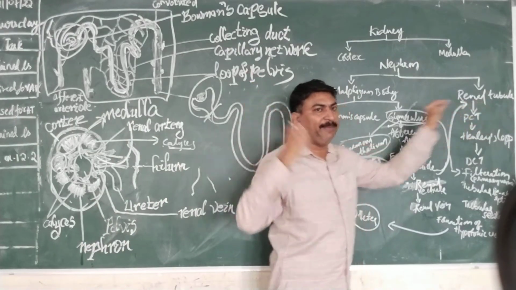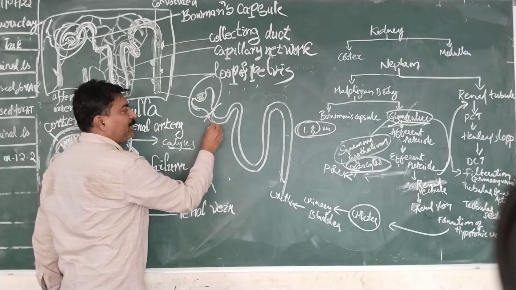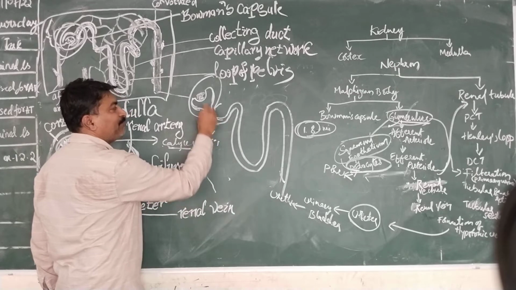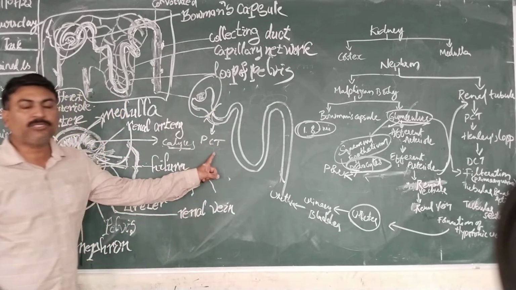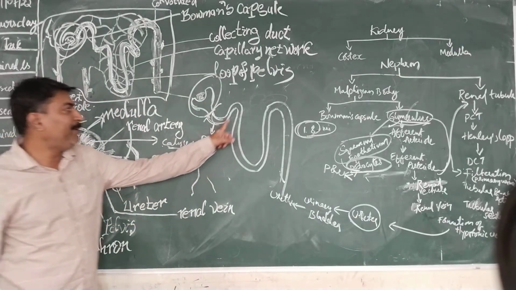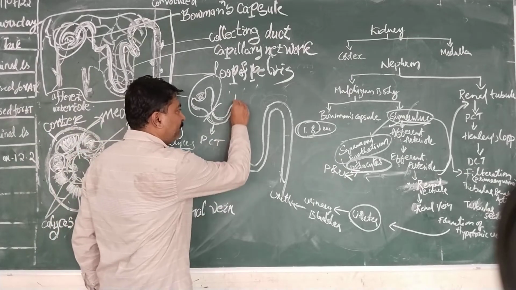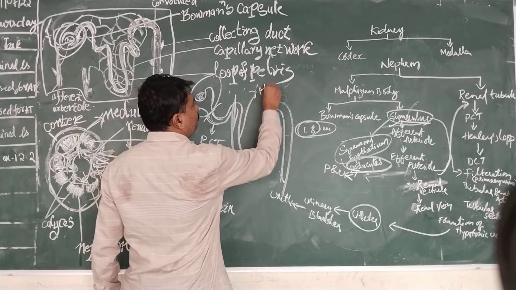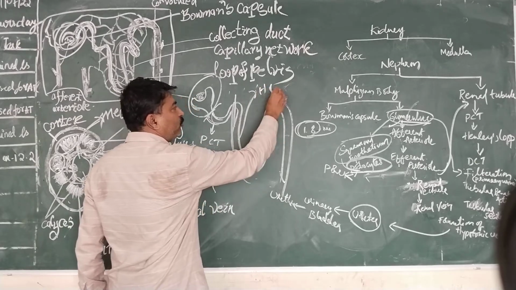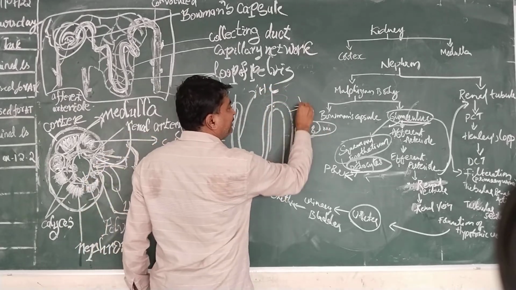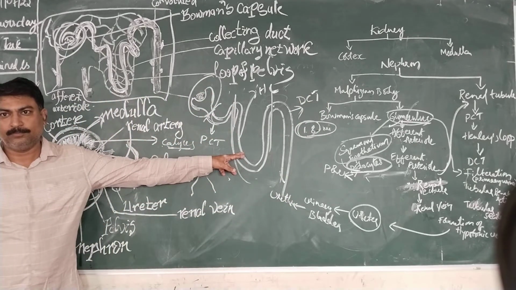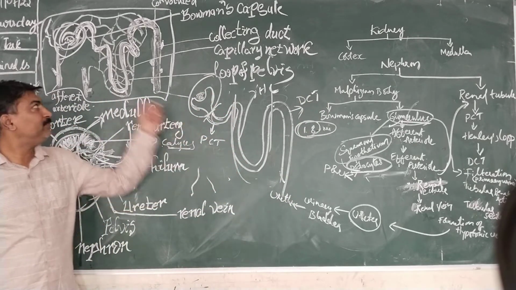The renal tubule consists of three parts. The starting part is known as the proximal convoluted tubule. The tube which is arising from Bowman's capsule is known as the proximal convoluted tubule. It will be continuous as a U-shaped tube. This U-shaped tube is known as Henle's loop, and Henle's loop will be continued as the distal convoluted tubule. This is the structure of a nephron.